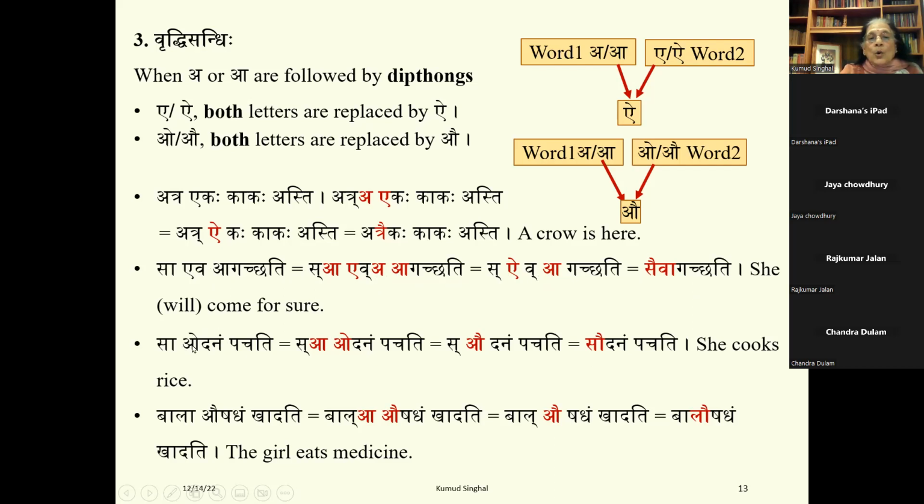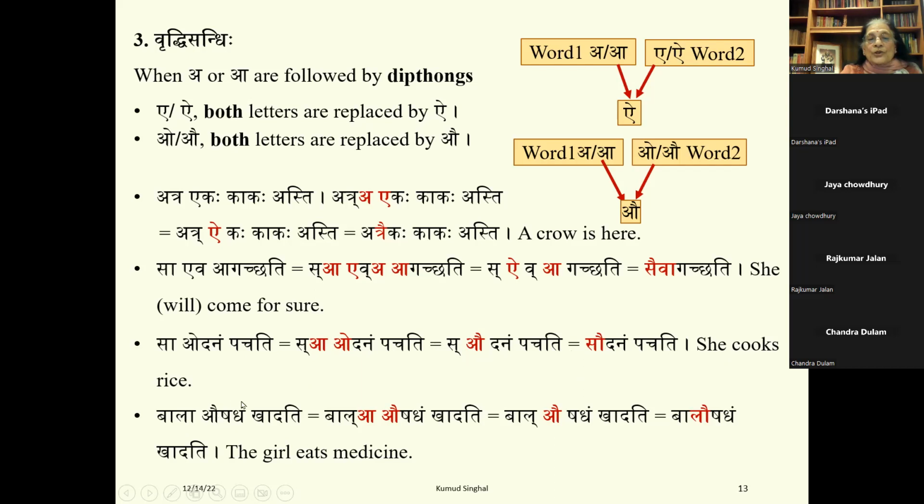Sa odanam pachati. She cooks rice. So sa ends in a, odanam begins with o. So again, this is a diphthong and a dissimilar vowel. So these both will be replaced by au. So sa and au will be sau. Saudanam pachati.